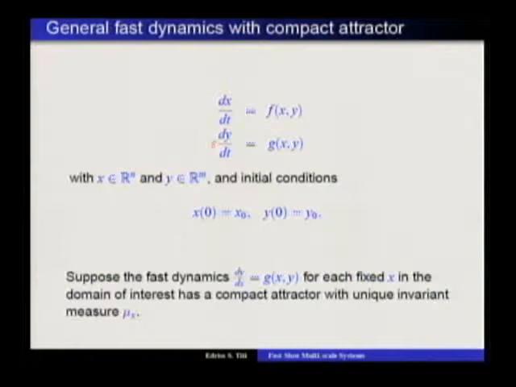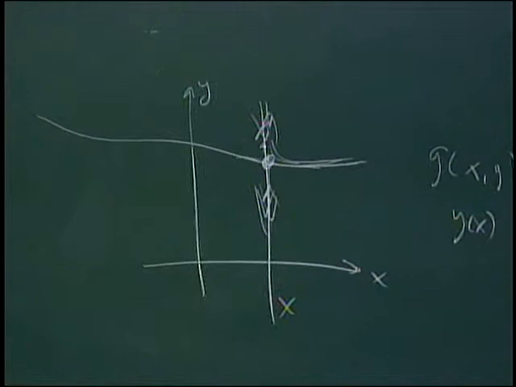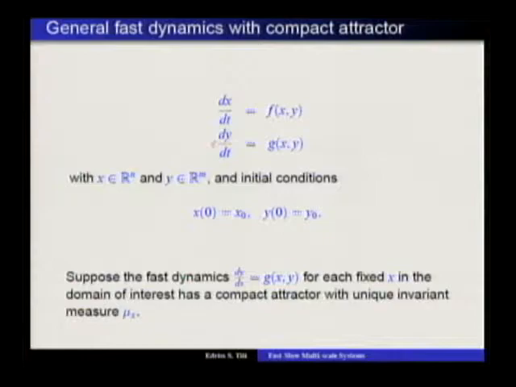So what happens if you have general fast dynamics? Well, if you have general fast dynamics, we have now a supposition to make. Is this picture different from what I said before? No. In case the fixed point is stable, the invariant measure is the delta at the fixed point, because everything converges to it, and this is the invariant measure of the fast dynamics. In case the limit cycle is stable, then the invariant measure of the limit cycle, the delta function on the limit cycle, does the job.